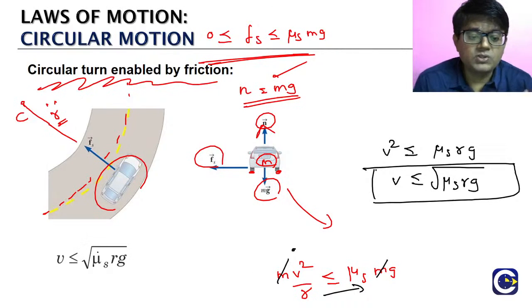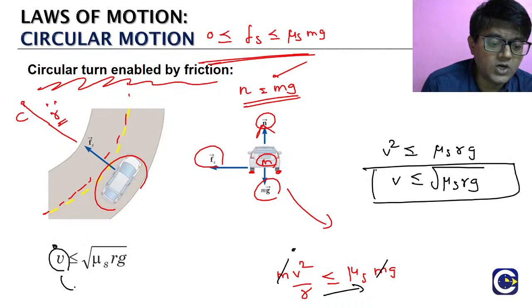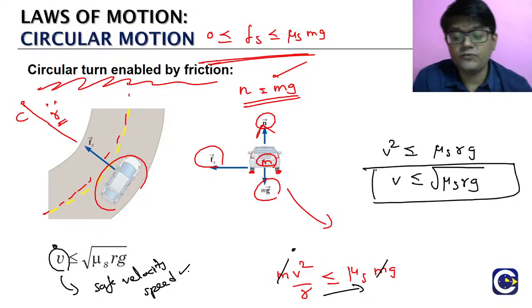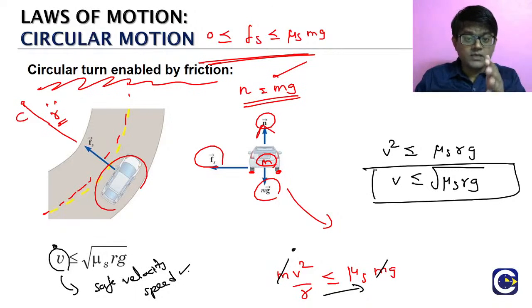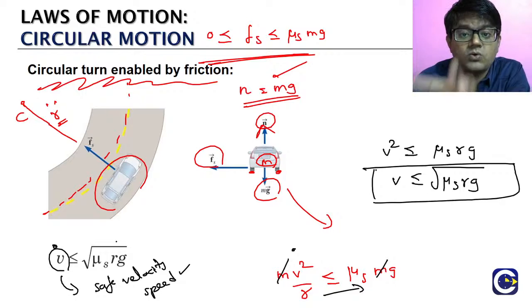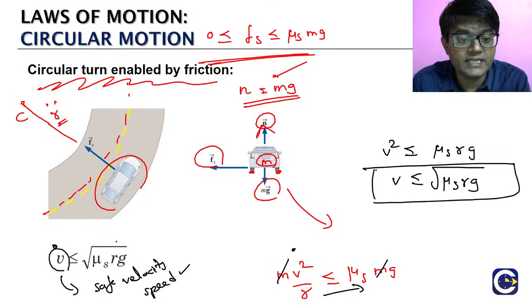Okay, so this velocity is what we call as the safe velocity or safe speed. Another, we call it as what? Safe velocity or safe speed. So if you are going in a car, if your velocity is satisfying the relation, another, the velocity value should be less than or equal to what? Root of mu s into rg. Apdi irundha, then we can safely take the turn.